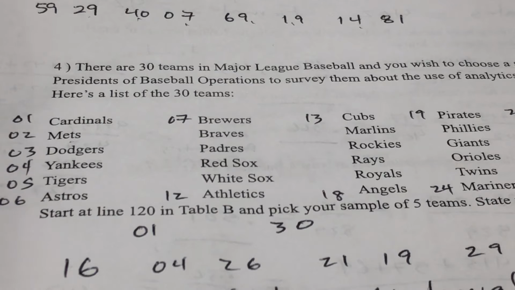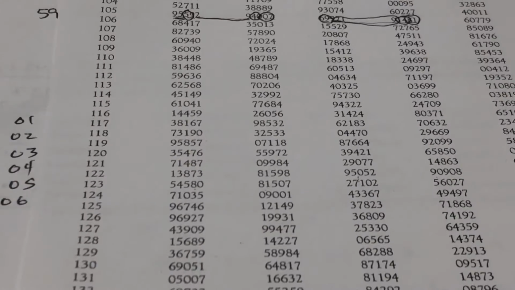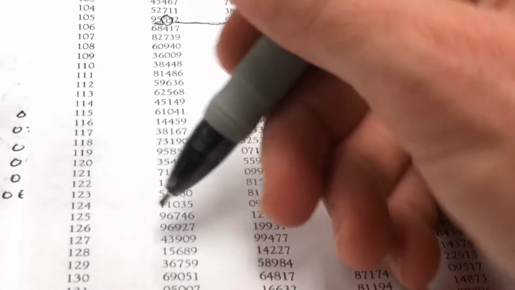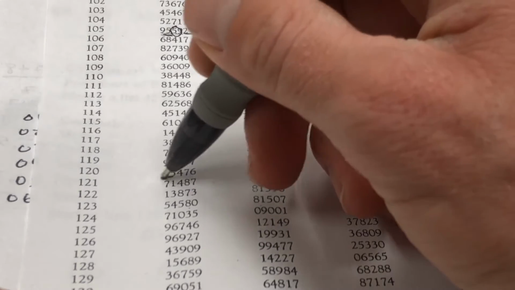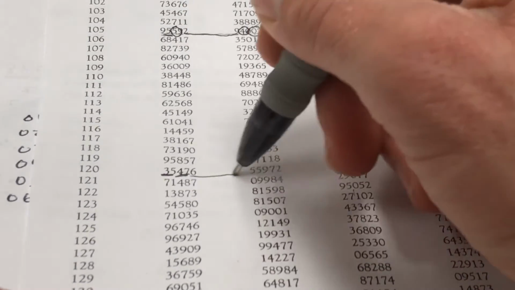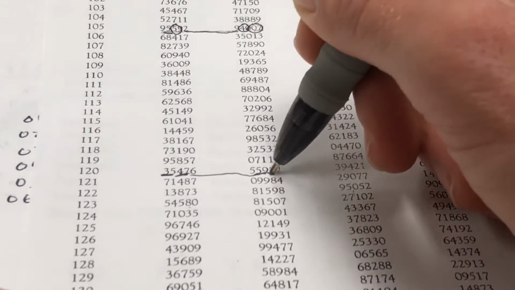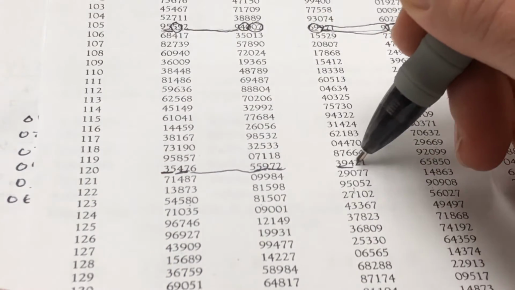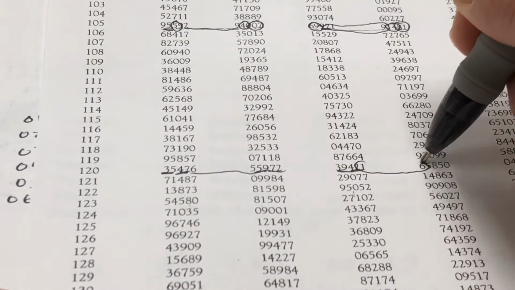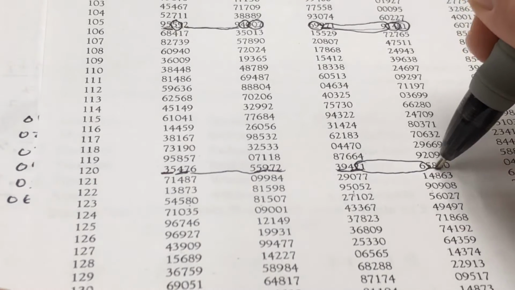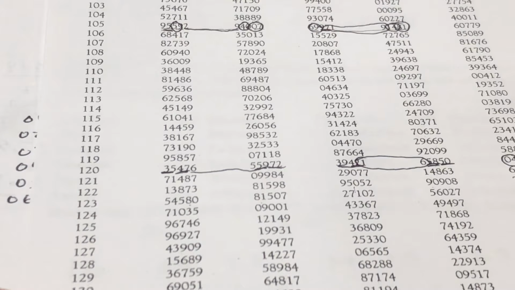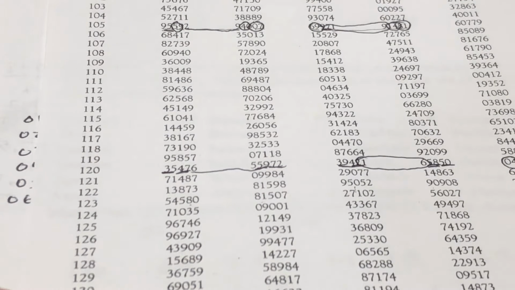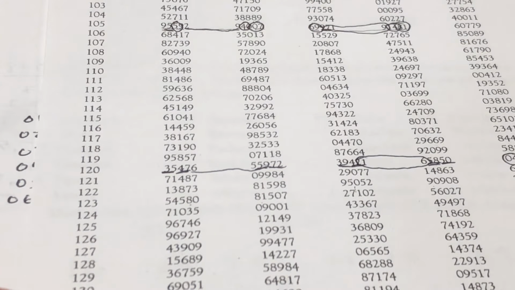Line 120. So right here for 120, 35 too big, 47 too big, 65 too big, 59 too big, 72 too big, 39 too big, 42 too big. First one I get is 16. 58 too big, 50 too big, 04 is a winner, 26 is a winner, 63 too big, 54 is too big.